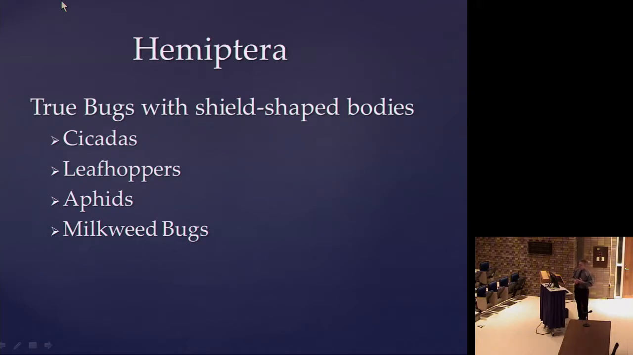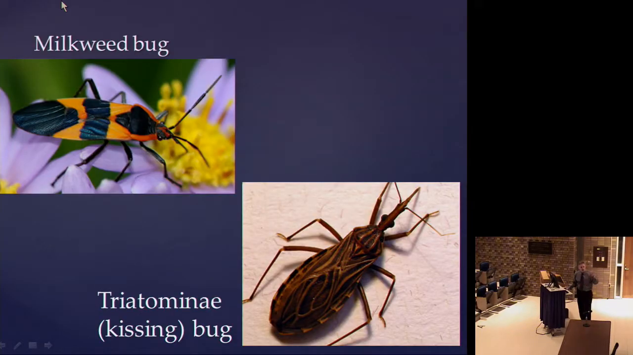Hemiptera, like I said, are the true bugs. They have what are called shield-shaped bodies. And in case you never thought about it, when you see bugs out somewhere outside, you'll say, oh, I know what a Hemiptera is because its body is shaped like a shield. Cicadas are examples, leafhoppers, aphids, milkweed bugs. You've probably seen some of these at some point. But these are, again, what are called the true bugs. These are the cousins of bed bugs. We've seen milkweed bugs. You see that pretty commonly in Michigan.